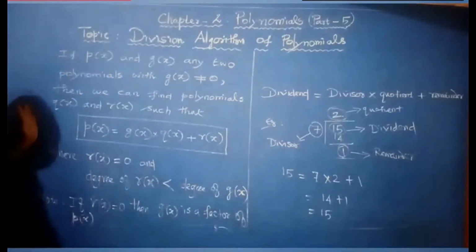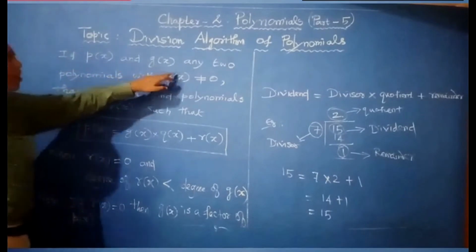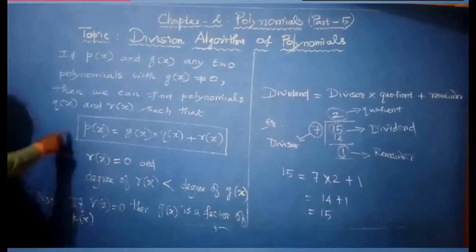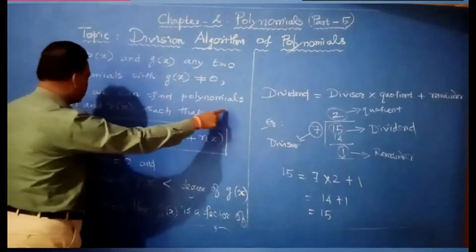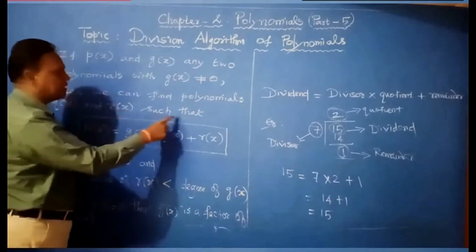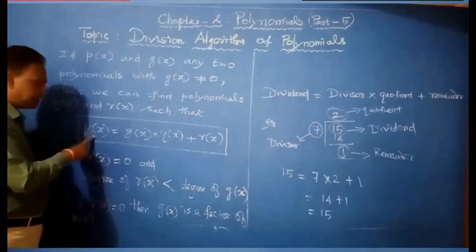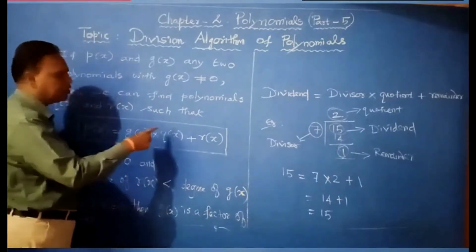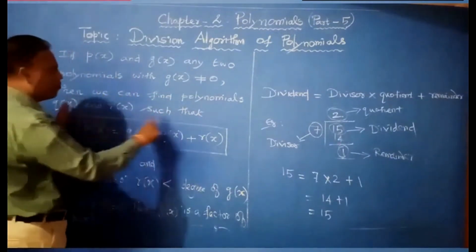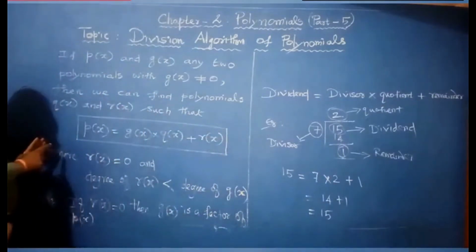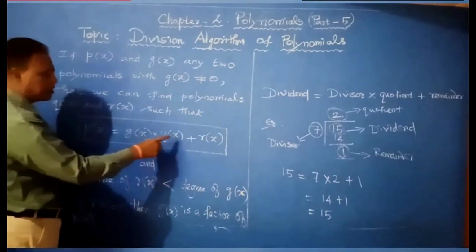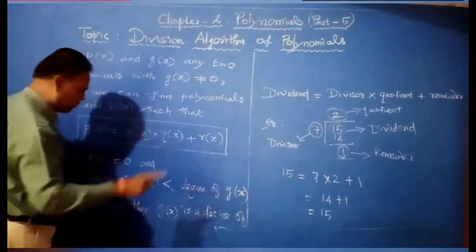Division algorithm of polynomials. If p of x and g of x are any two polynomials with g of x not equal to 0, then we can find polynomials q of x, that is quotient, and r of x, that is remainder, such that the dividend p of x is equal to divisor into quotient plus remainder. So the same statement we are writing in the polynomial form. So remember, easy to remember. You write in the polynomial form. Okay, p of x equal to g of x into q of x plus r of x.